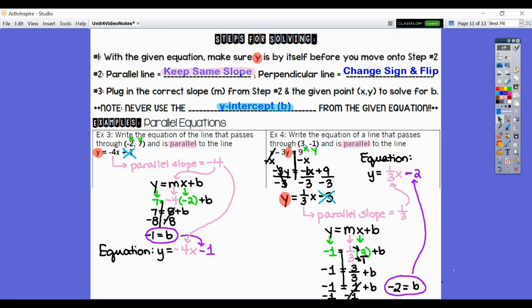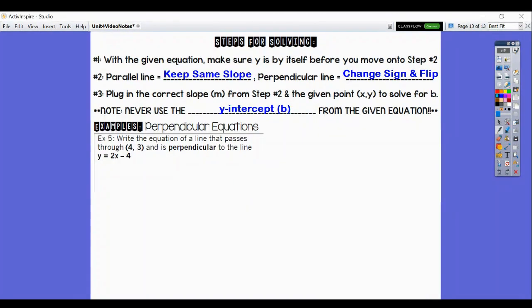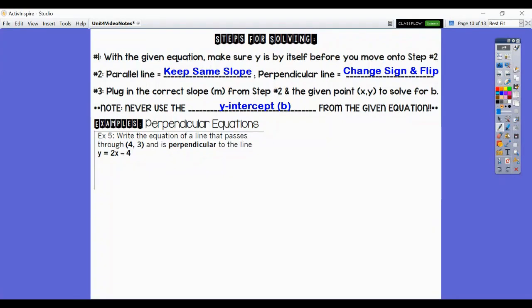Let's go ahead and try some perpendicular cases. In example number 5, we want to write the equation of a line that passes through 4 comma 3 and is perpendicular to the line y equals 2x minus 4. First step is we make sure y is by itself before we move on to step number 2. Y is all alone on that left side of the equal sign, so we are good to move on to step number 2. Because the equation is reading that this slope needs to be perpendicular, I have to do the perpendicular step of changing the sign and flipping the fraction.